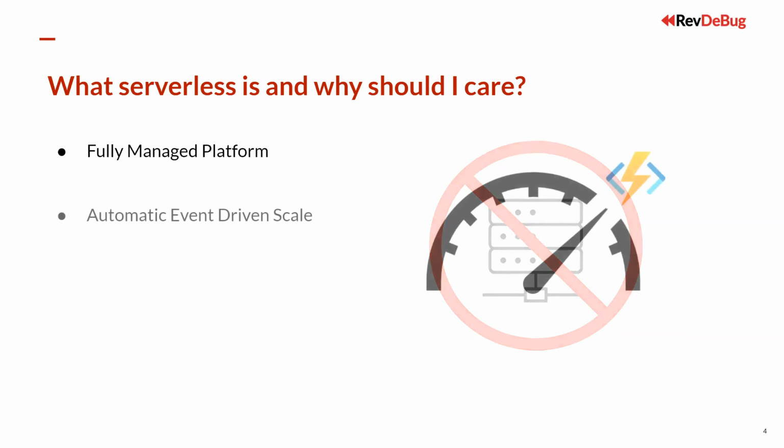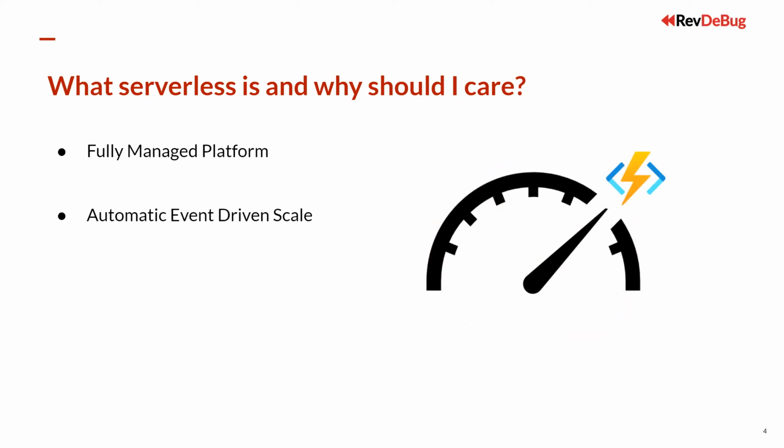The second piece that's important is the automatic event-driven scale. When it comes to serverless, we have this concept of rapidly scaling in response to events. Those events can be something most folks think of, like HTTP events, like if you have an API, an HTTP request coming in. So the more requests coming in, the more you scale. But it also includes other types of events, things like messaging platforms. So it's really event-based scaling.